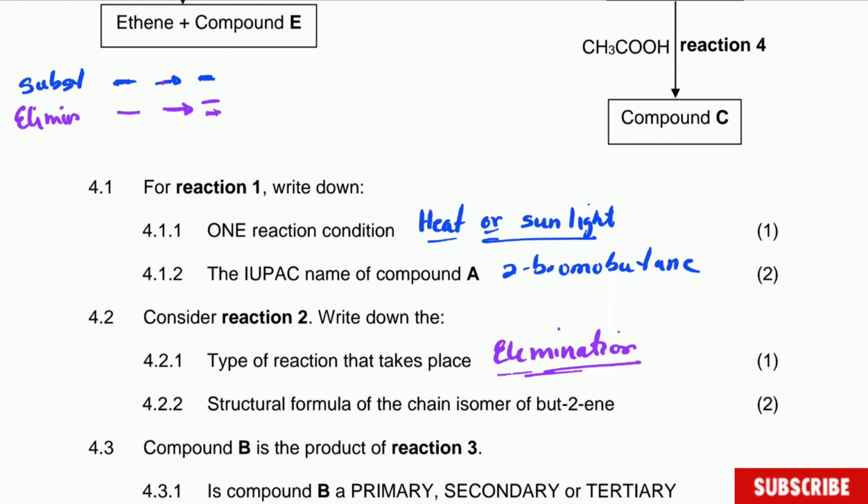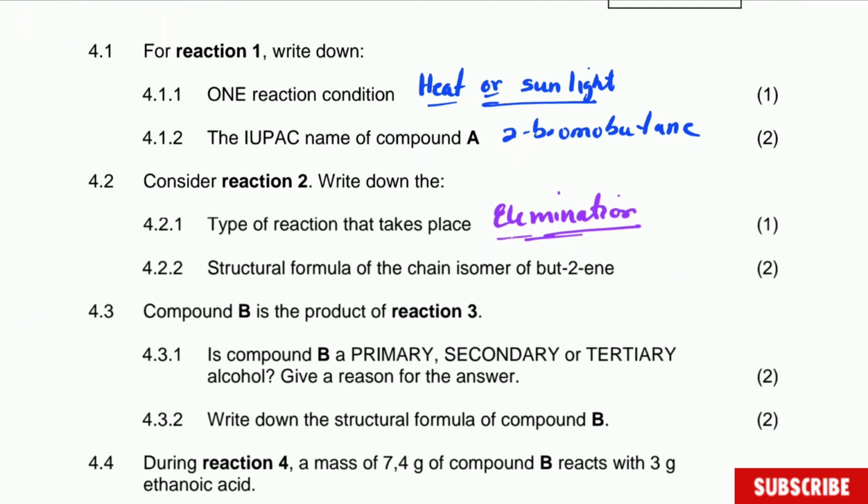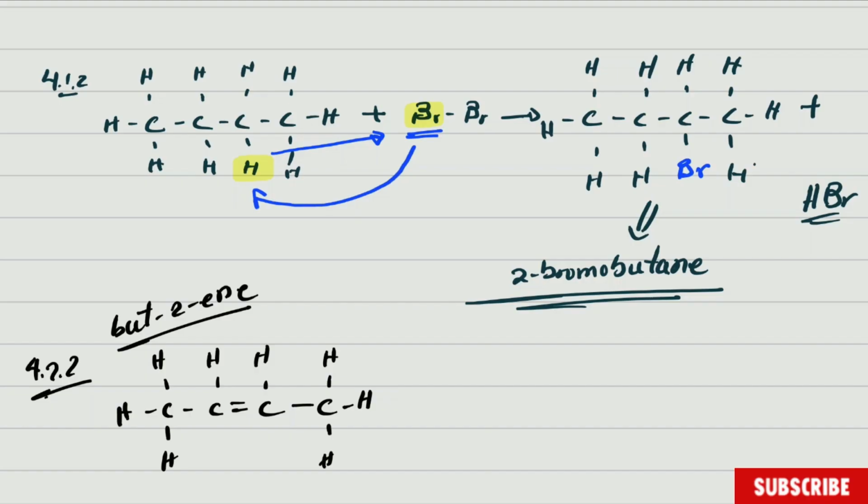Now this one is not necessarily related to the reaction. But-2-ene is already known there. They want the structural isomer of but-2-ene. So they want the structural formula of the chain isomer of but-2-ene. Now this one here is but-2-ene. How can I get the structural or the chain isomer of but-2-ene?